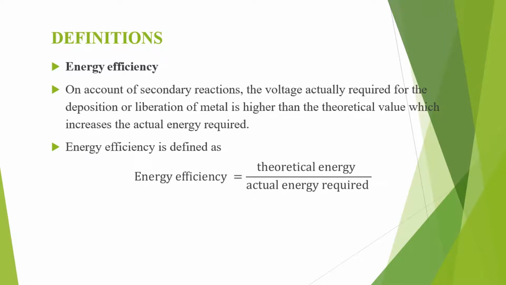Next is energy efficiency. Due to the secondary reactions taking place, which is due to the impurities, the voltage actually required for the deposition or liberation of metal is higher than the theoretical value, which increases the actual energy required. So the energy efficiency is defined as the ratio of theoretical energy to actual energy required.